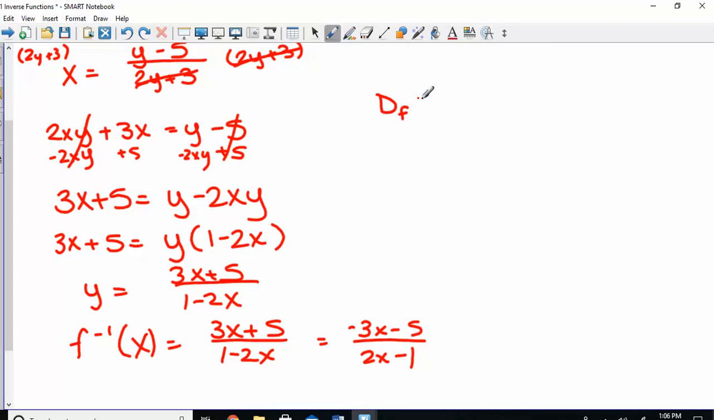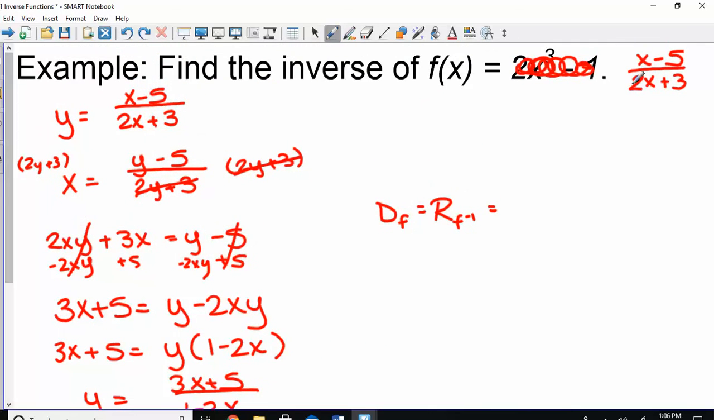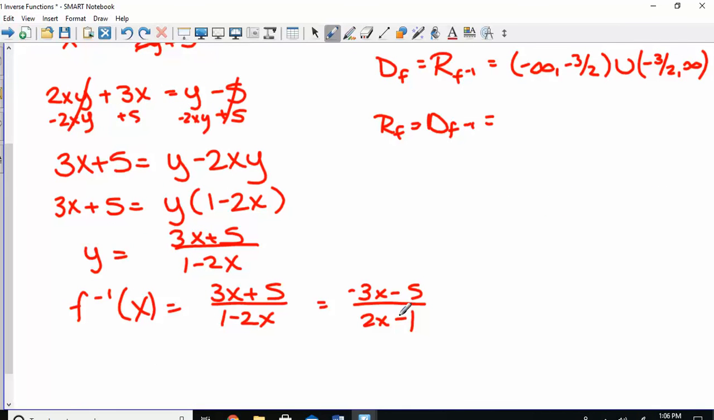So if I want domain and range, I know the domain of the function is equal to what other thing? The range of the inverse. So if I look at my original, what can't I have? And the range of the function is equal to the domain of the inverse. So if we go to our inverse, what can x not be there?